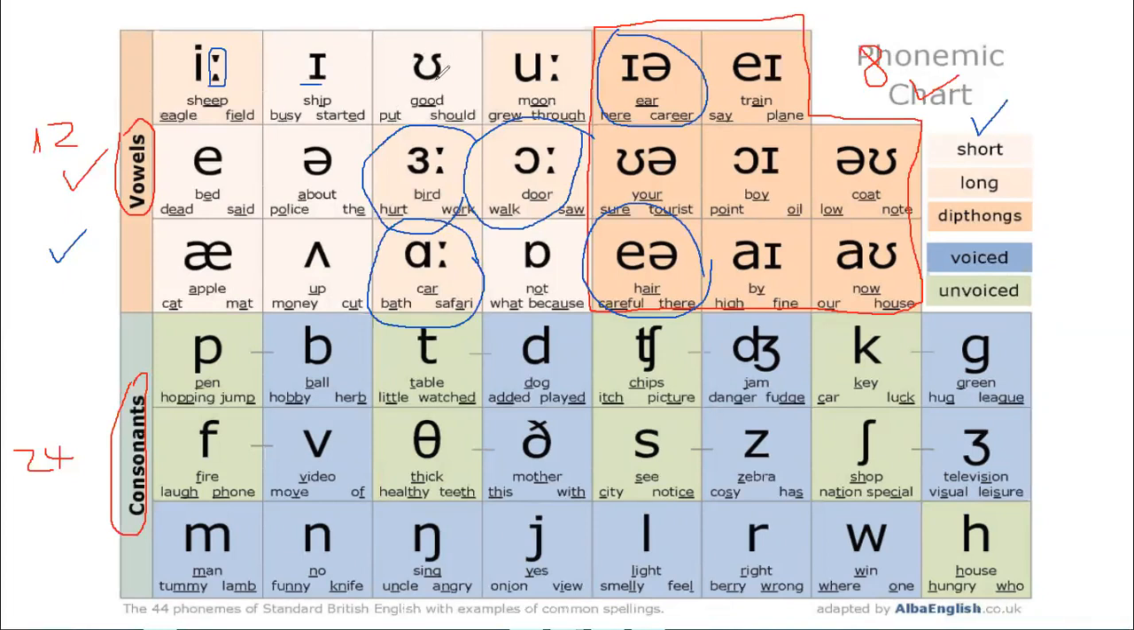This is the short U: good, put, should. This is the long U: moon, grew, through. Then we have the E sound: bed, dead, said, easy. Then we have the schwa: about, police, the. Then we have the long sound in bird, hurt, work. Then we have the sound in all, which is very deep and long: door, walk, soul.